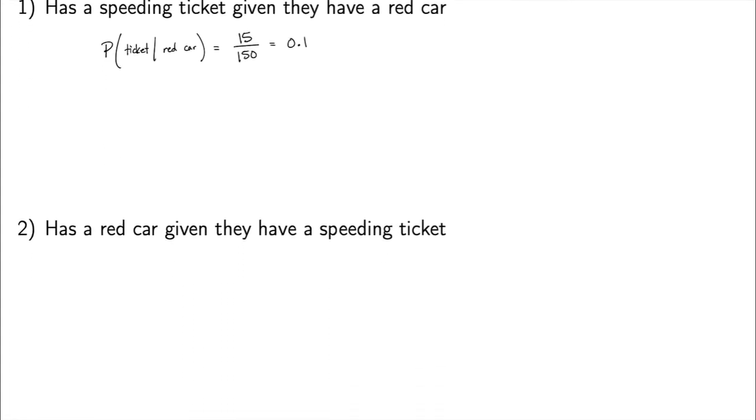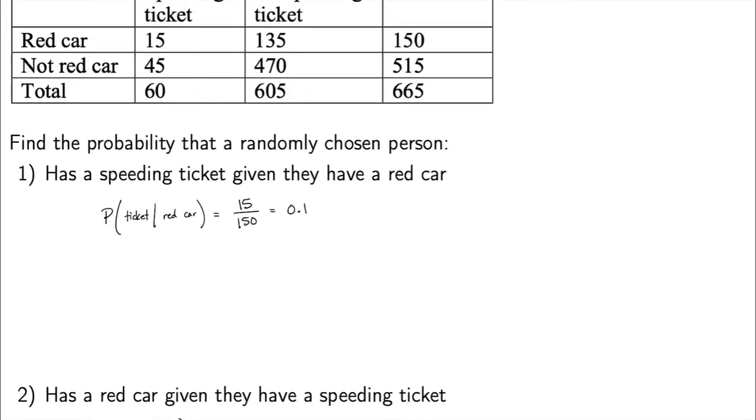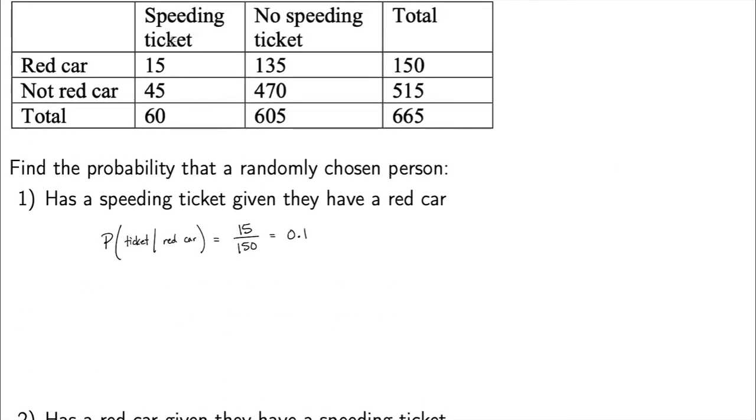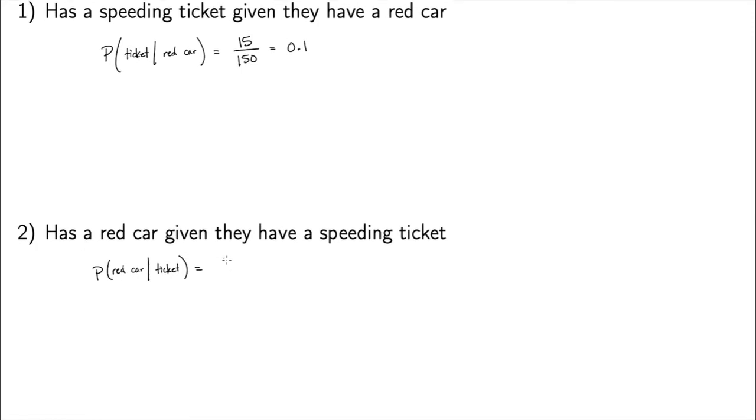For the next one, we want to find the probability that a person has a red car given they have a speeding ticket. So this reverses it. This says now I know a person has a ticket. What's the probability they have a red car? And so now I'm stuck in this first column, because I know that the person has a speeding ticket. How many ways can a person with a speeding ticket have a red car? 15. There are 15 people that had a speeding ticket that had a red car. And so there are 15 ways that can happen.